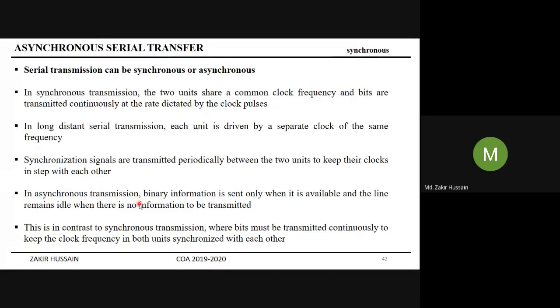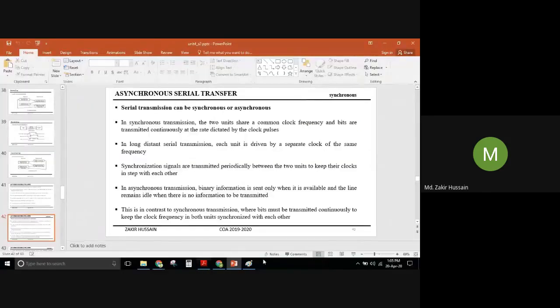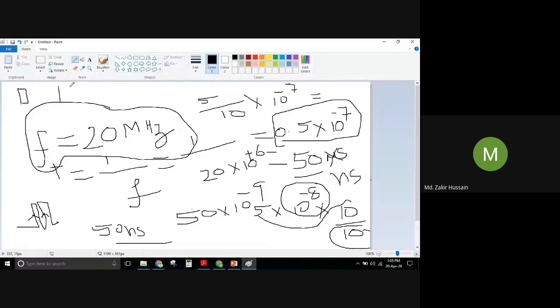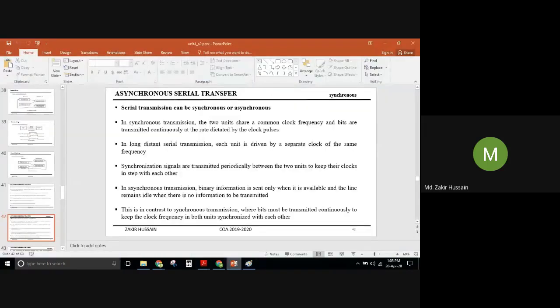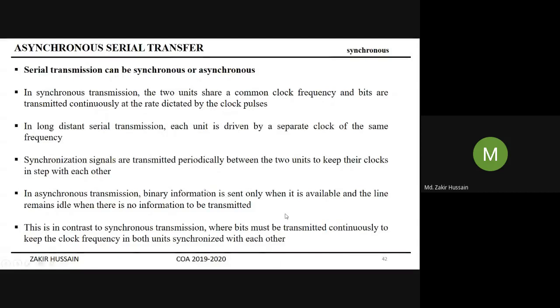In asynchronous transmission, binary information is sent only when it is available and the line remains idle when there is no information to be transmitted. This is important. We're talking about the transmission line. You have one device here, the other device here, and there is a line. This line should be idle. Then only the source or destination will initiate the transmission. If something is already being transmitted over the line, transmission is not possible. So the condition is that the line should be idle. This is in contrast to synchronous transmission, where bits must be transmitted continuously to keep the clock frequency in both units synchronized with each other.